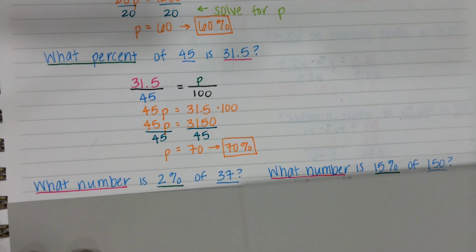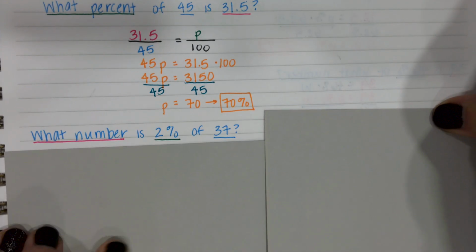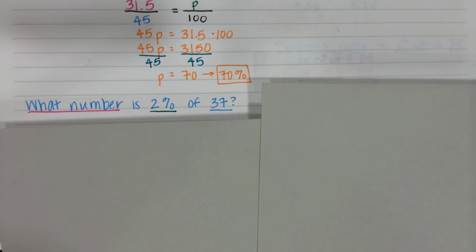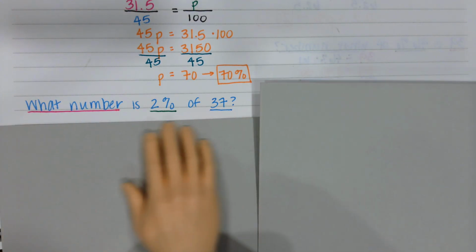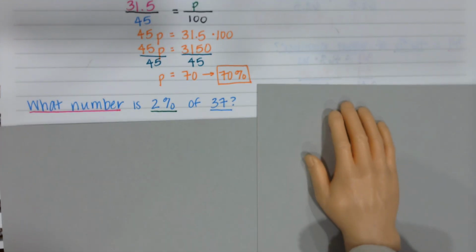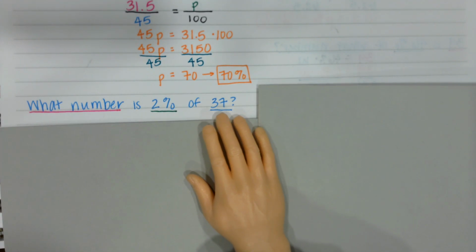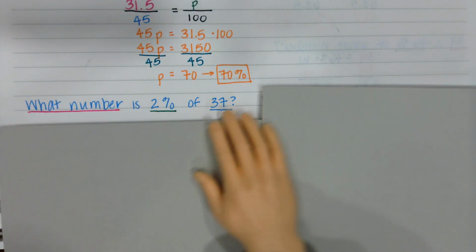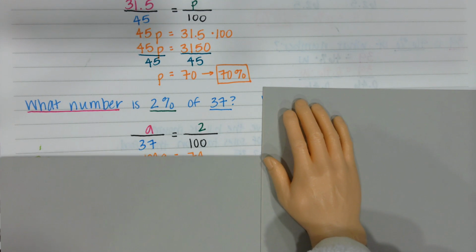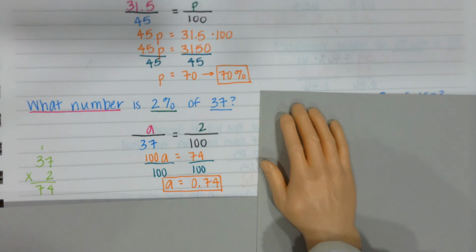So these ones are a little bit different. They say what number is 2% of 37? So 37 is still the whole, but this time I know the percent and I do not know the part. So when it says of 37, that's a clue that it is talking about the whole. So plug in what we know, cross multiply, and solve for A.